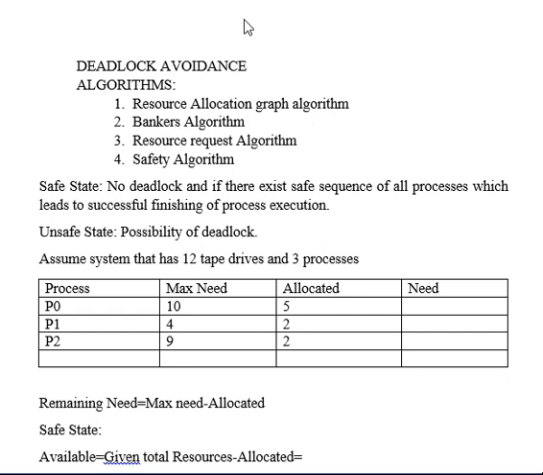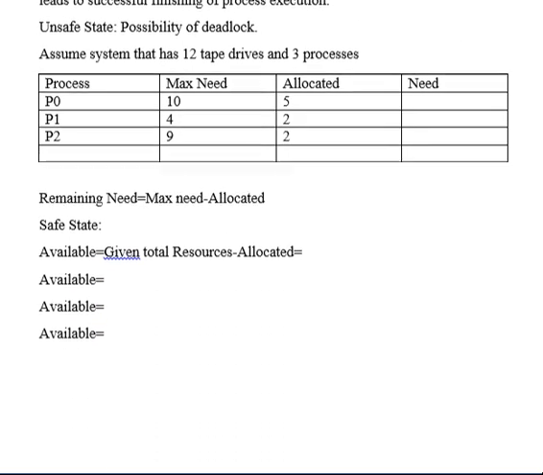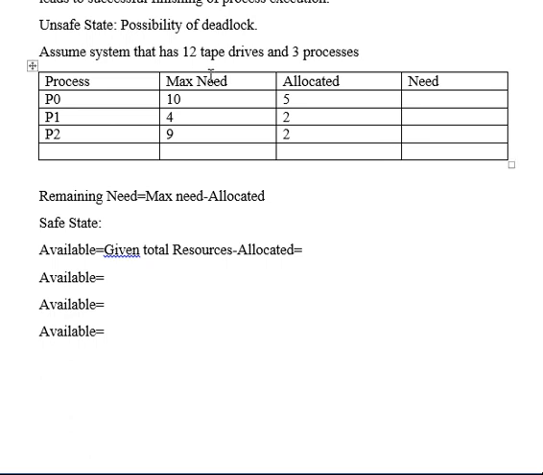Then what is deadlock avoidance? Basically in deadlock avoidance you should ensure that the system never enters an unsafe state. It should always be in a safe state. That is deadlock avoidance. We'll see one small example of how we understand the safe state and unsafe state. Assume we have a system that has 12 tape drives and 3 processes, and we are asked whether the system is in a safe state or not.